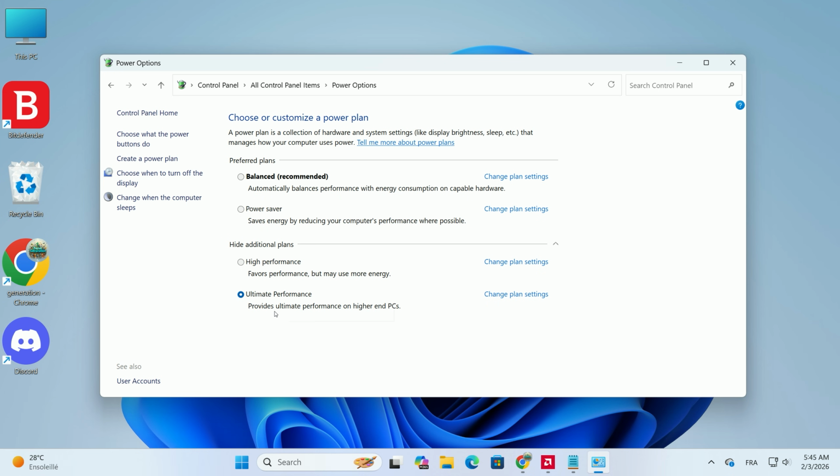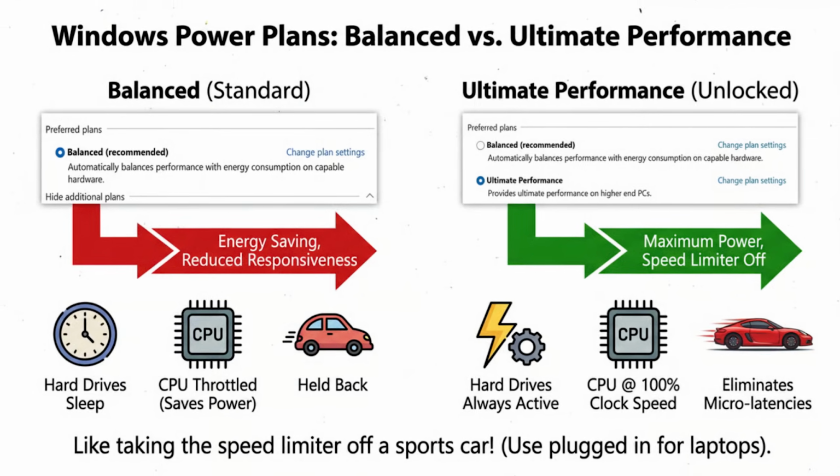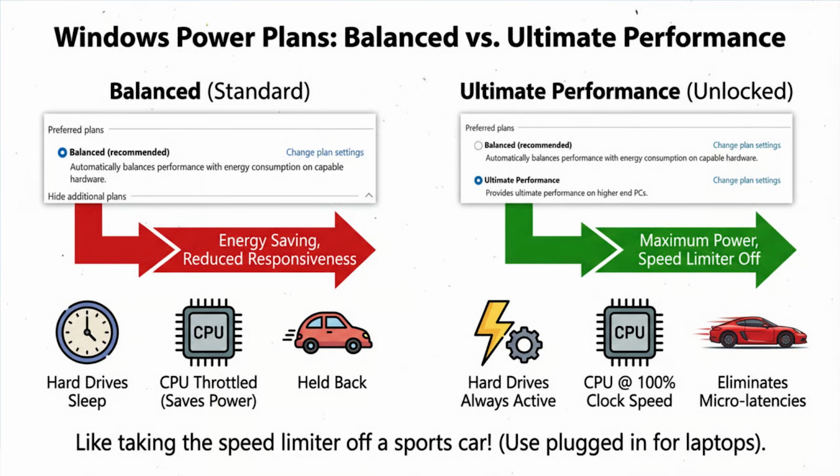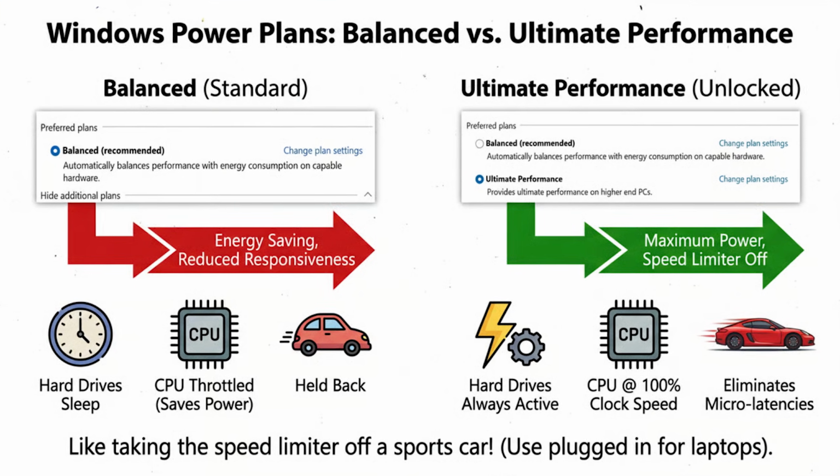What does this actually do? Unlike the balanced plan, Ultimate Performance stops your hard drives from ever going to sleep, keeps your CPU at its maximum clock speed 100% of the time, and eliminates micro-latencies. It's like taking the speed limiter off a sports car.